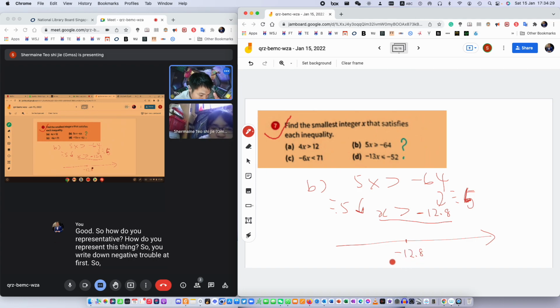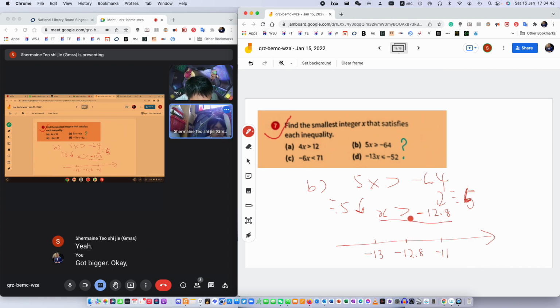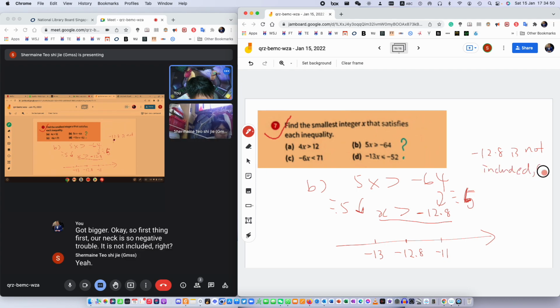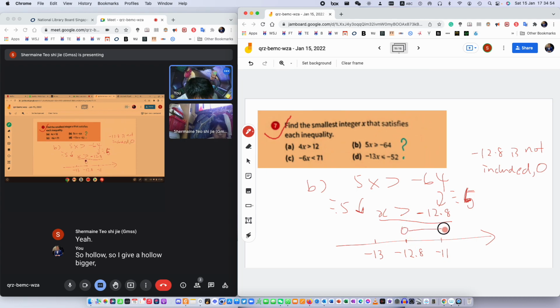So on the left, I will say this is my negative 13. This is my negative 11. Okay, are you clear? Yeah. Okay, good. Bigger. So negative 12.8 is not included, right? Yeah. So hollow. So I give a hollow. Bigger means to the right. Are you clear? Yeah. Okay, good.